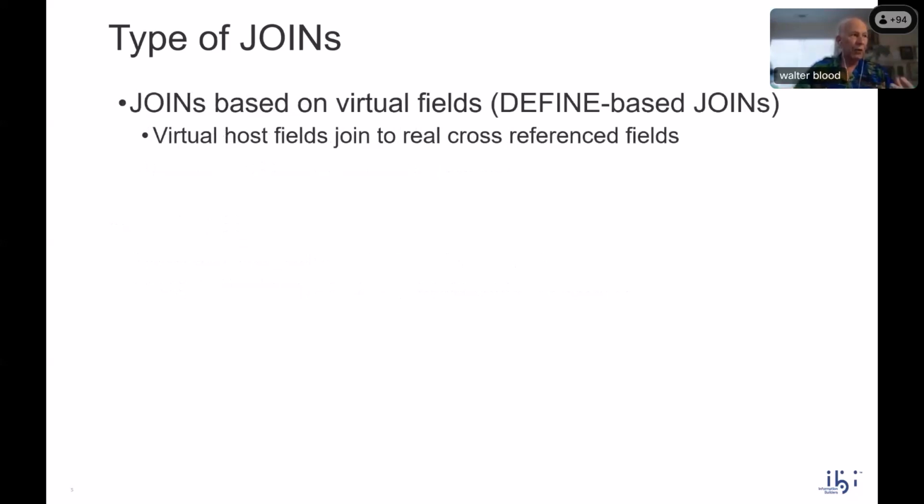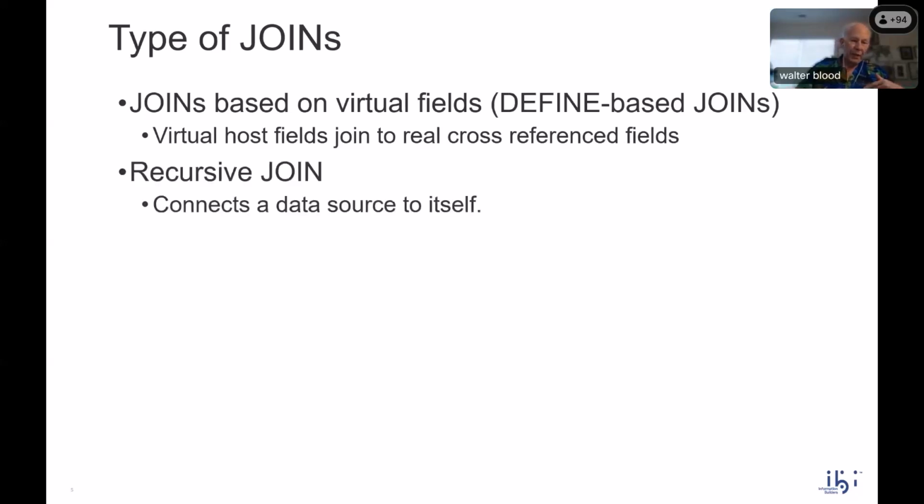We also allow you to do joins based upon fields that are not real, virtual fields. I can go from a defined field, a virtual field, and join that virtual field to a real field in a cross-reference file. That's very handy, because if you don't have the field you need in the data file you're starting from, on the host side, you can define it and use that.